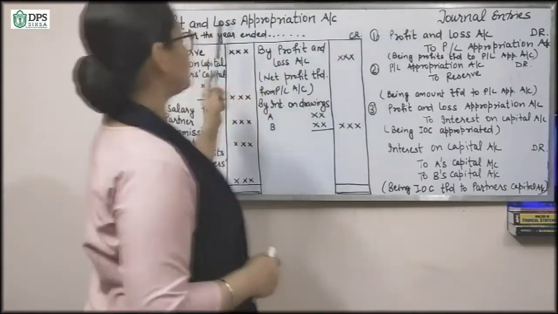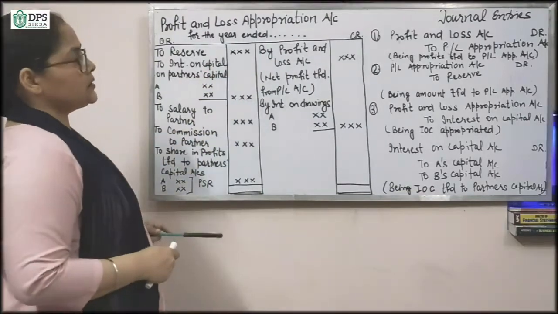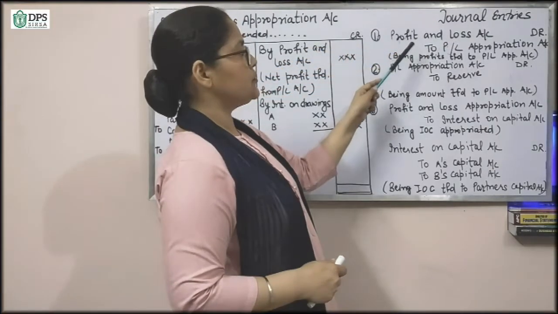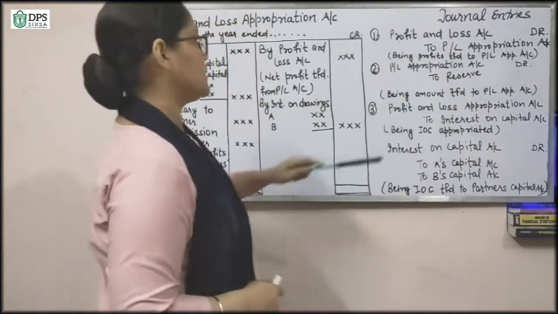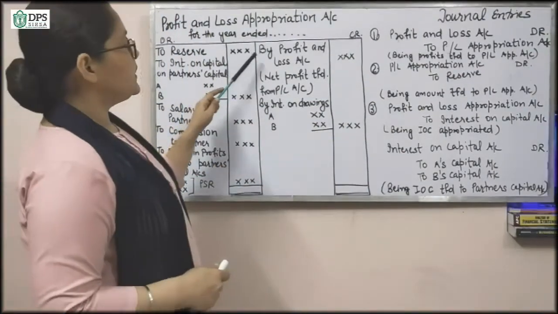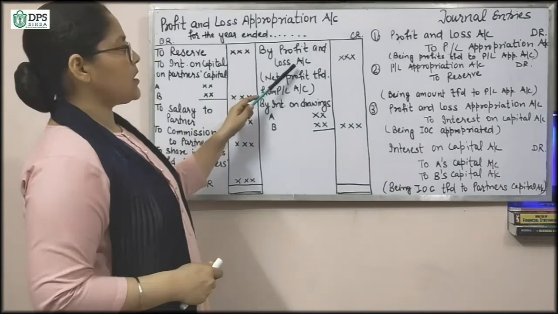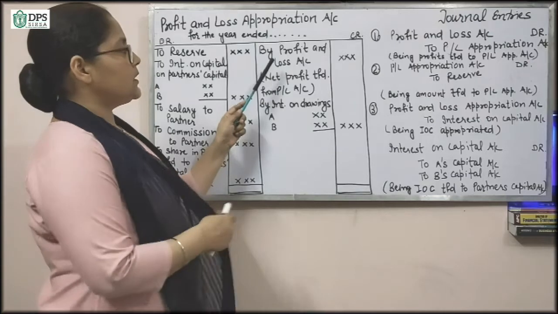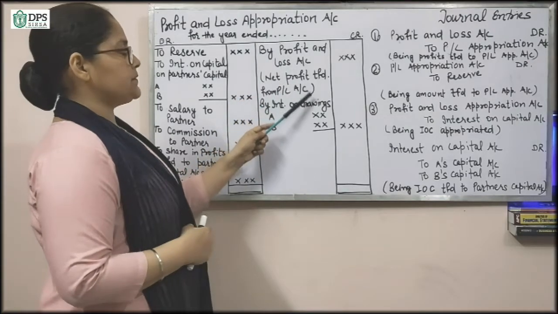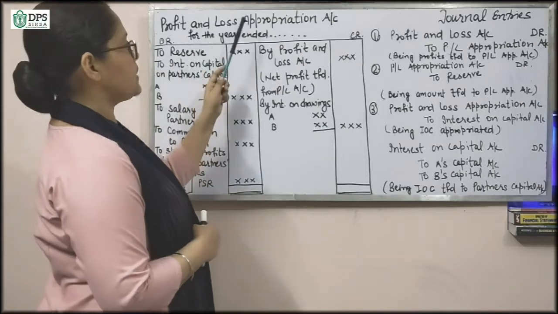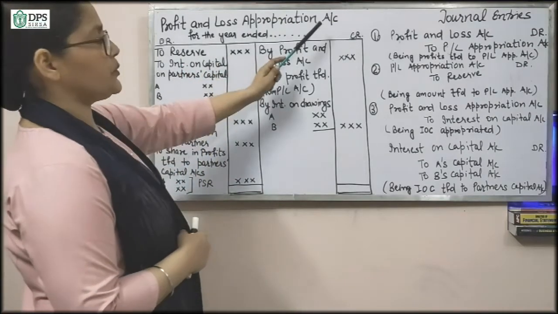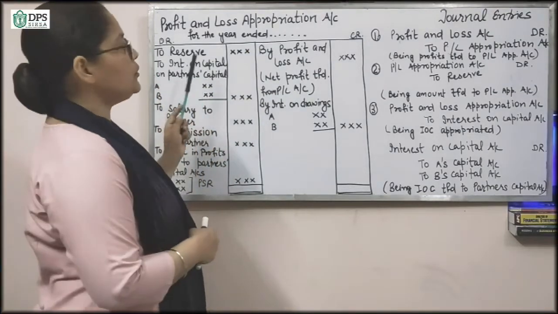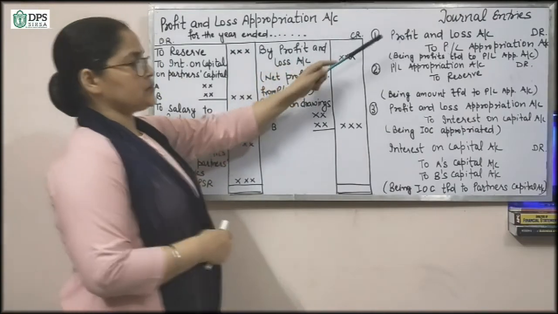Journal entries of profit and loss appropriation account. The first entry is profit and loss account to profit and loss appropriation account. We are writing here by profit and loss account. That means profit is being transferred from profit and loss account to the profit and loss appropriation account. So this is the entry.